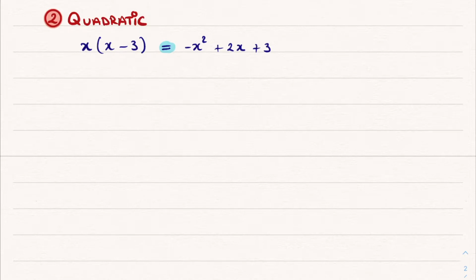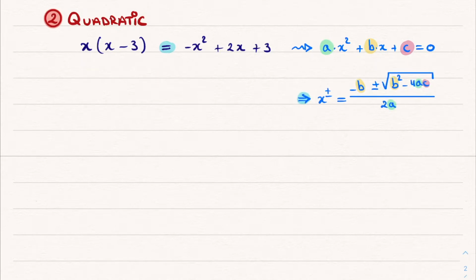Now we move to the quadratic equation. These are equations in which the highest power of x is equal to 2. Here we want to find the values for x for which x times (x minus 3) is equal to minus x squared plus 2x plus 3. The first step is to get this equation into the right form, namely a single term for each power of x: ax squared plus bx plus c is equal to 0, because in this form the solution is given by the well-known formula. In our example, we see that we have to do some rewriting.